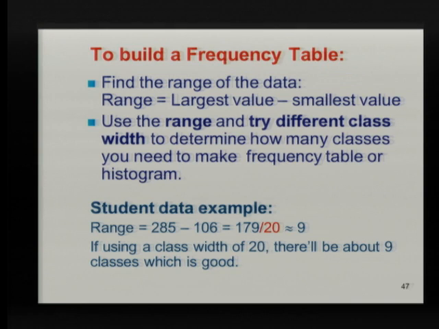That gives me about 9 to 10 intervals. And that's good. I have 22 pieces of data. That's probably good, right? So that's how I did it, by trial and error. I tried a class width of 20 and it gives me about 9 or 10 intervals. That seems okay. That's how I decided the interval.